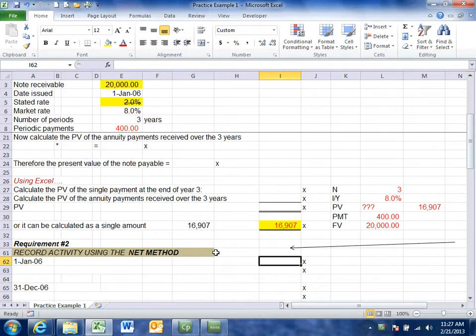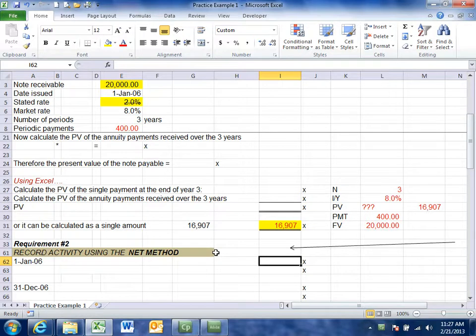This video is going to look at the second method for recording notes receivable, which is the net method. So we'll use the same example that we used in the gross method, right? That $20,000 note that was issued on January 6th for services rendered. One thing you'll find between gross method and net method is regardless of which method you use, the calculations are identical. There's a couple of minor differences.